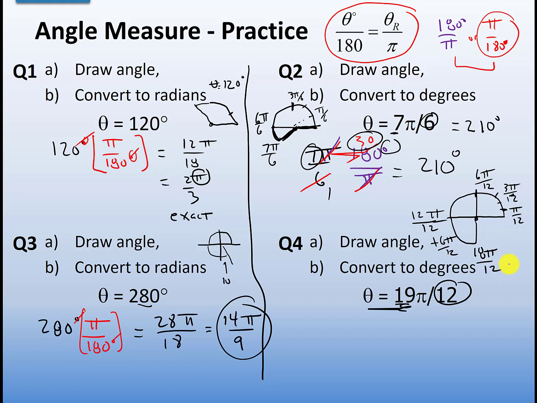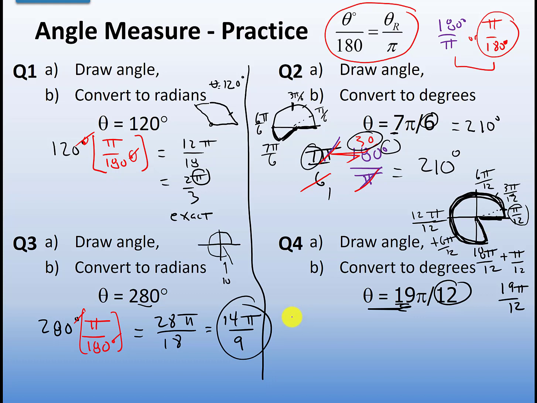Wow, I'm really close, but I don't have the 19 yet. I need one more. So if I add this little piece here, that one more piece, 18 pi 12ths plus 1 more pi 12ths will give me 19 pi 12ths. So this angle here is what 19 pi 12ths looks like. All right, so we got a drawing of it.